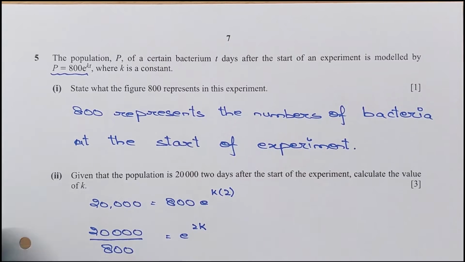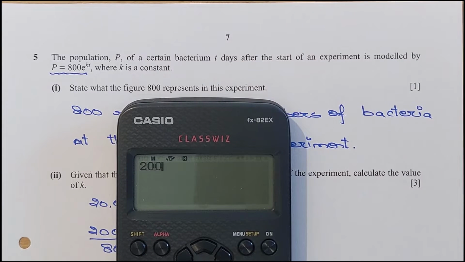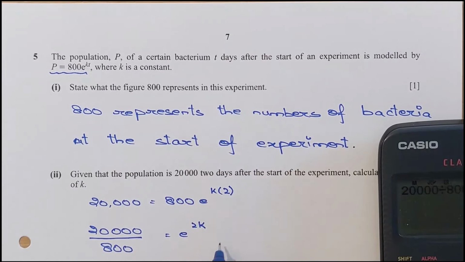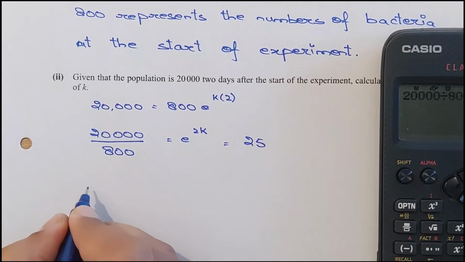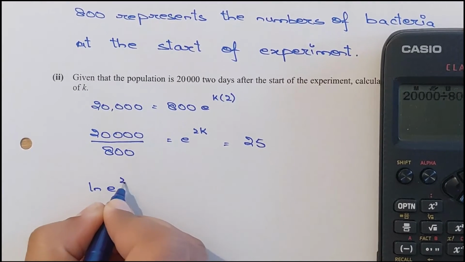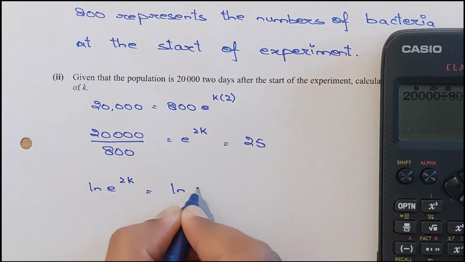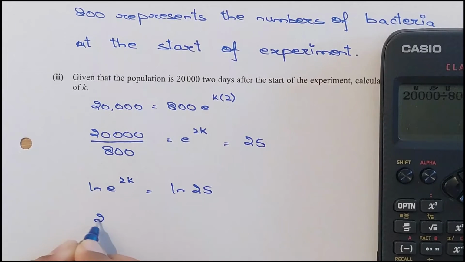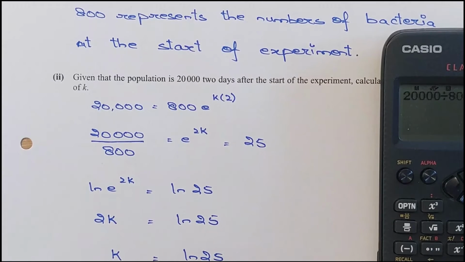Right, let me simplify. 20,000 divided by 800 is 25. This equals 25. Right, and to solve for k we have to take the natural log on both sides. So natural log of e^(2k) equals natural log of 25. So 2k, since natural log of e is 1, equals natural log of 25. And the k value is natural log of 25 divided by 2.